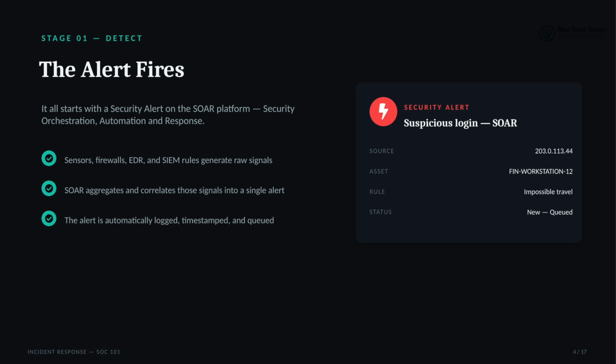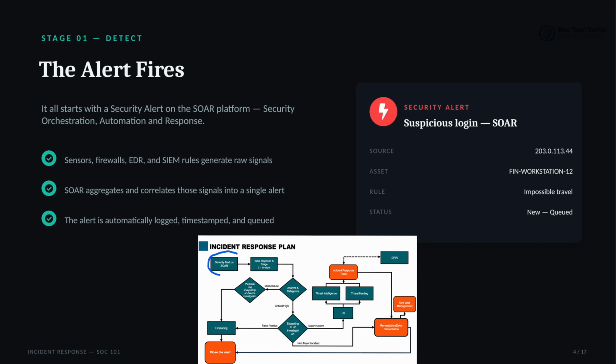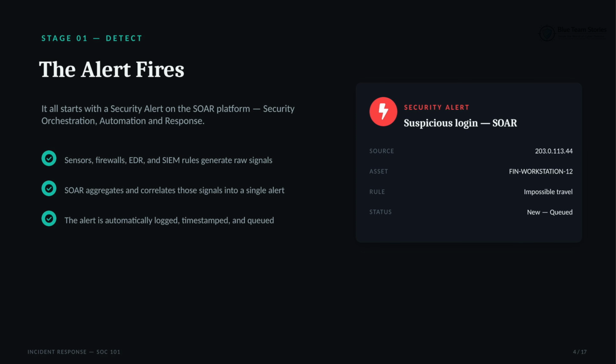The alert fires. Everything begins with detection. A security alert is generated and sent into the SOC. This alert may come from a SIEM platform, endpoint detection tool, firewall, cloud security service, or a SOAR platform. SOAR stands for Security Orchestration, Automation, and Response. At this stage, the alert has not yet been confirmed as malicious. It is simply a signal that unusual activity has been detected and requires investigation.